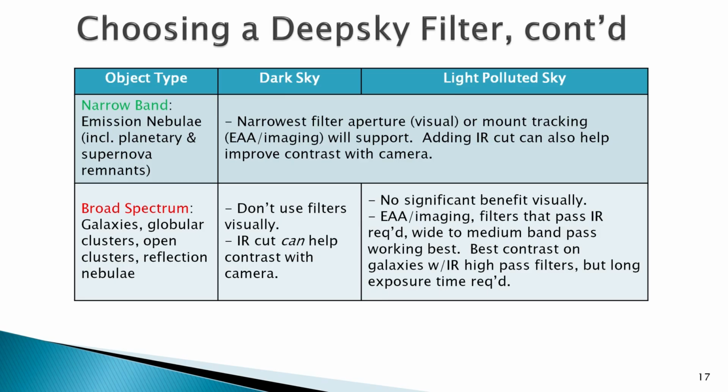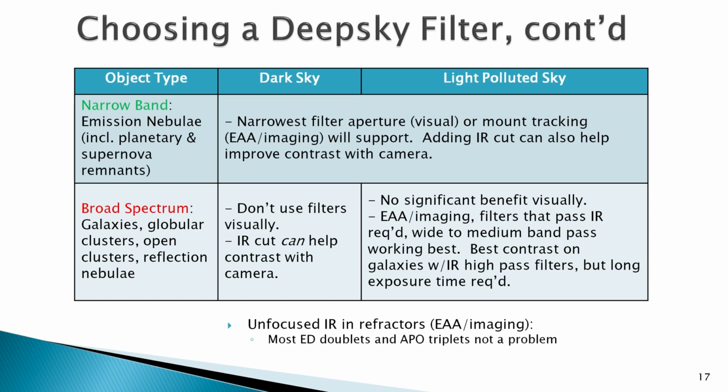I have one additional thing to note about trying to image in infrared using a refractor. Most ED doublets and Apo triplets are okay, but achromats do not do well focusing IR light along with the visible spectrum, resulting in fuzzy, bloated stars. The same is true of many camera lenses. For these types of optics, you can see a large improvement in your images by using an IR cut filter.